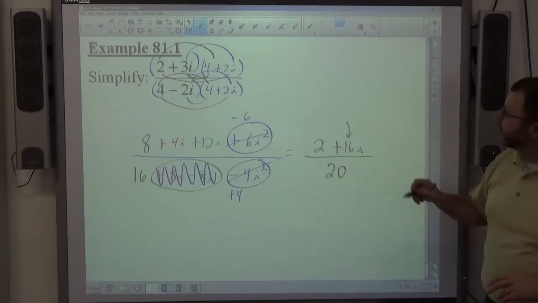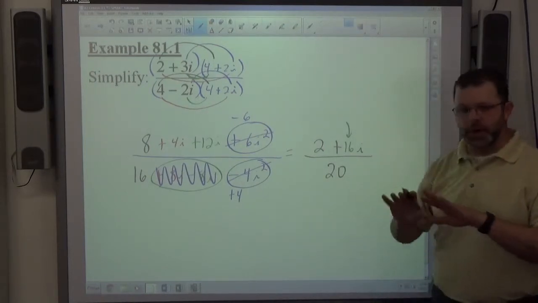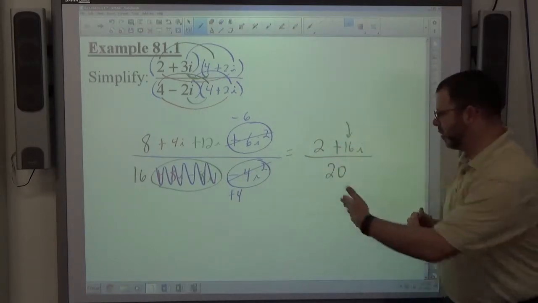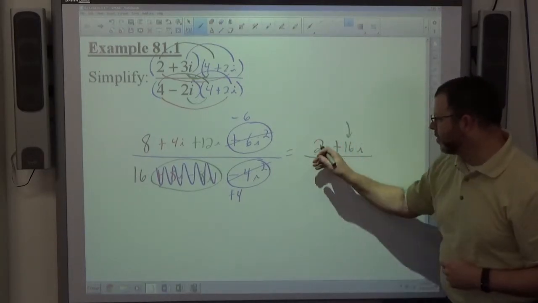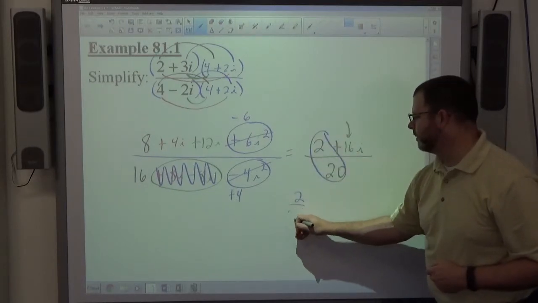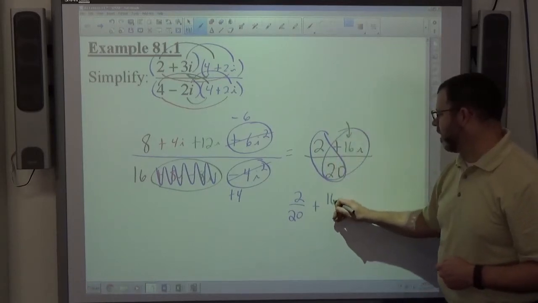All right, so the last thing I want you to do with complex number problems specifically is I want a real number and an imaginary number separate from each other. So instead of putting it all together like this, I want them separated. So this 2/20 plus this 16i over 20.